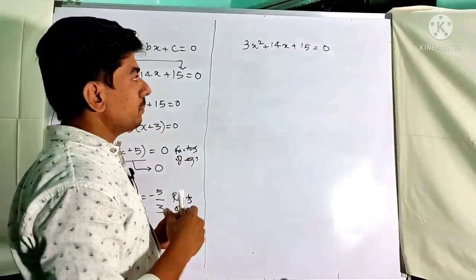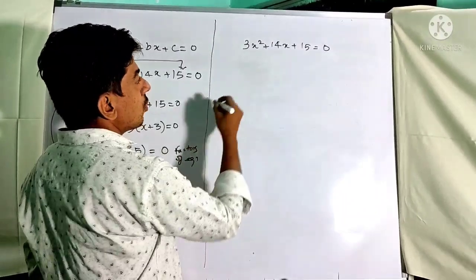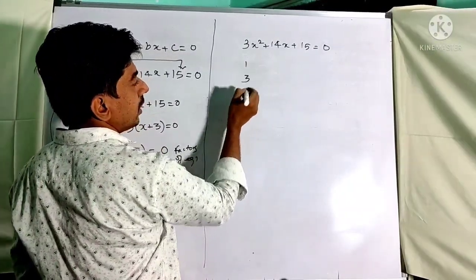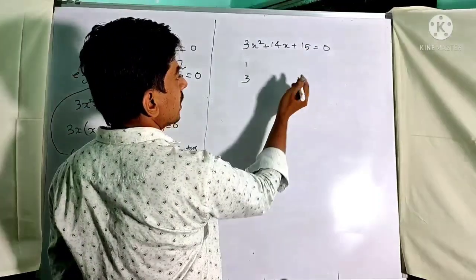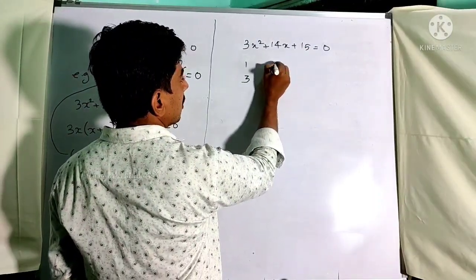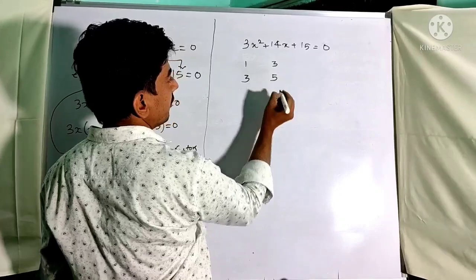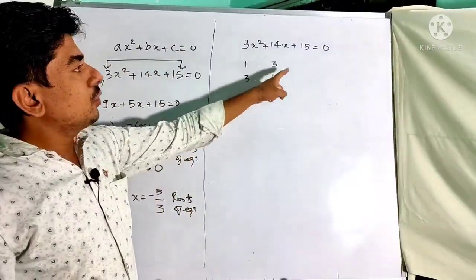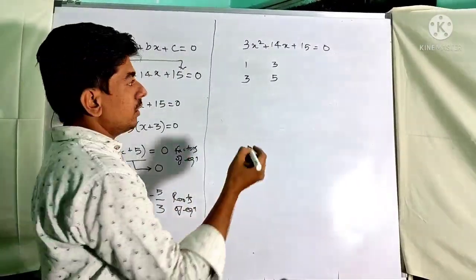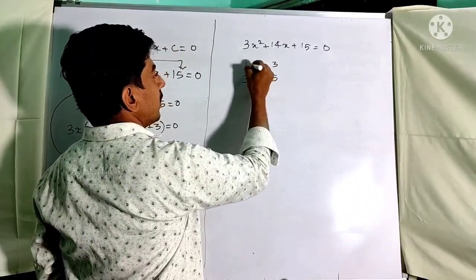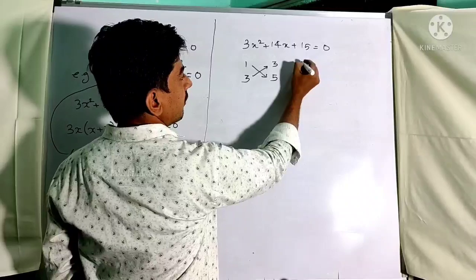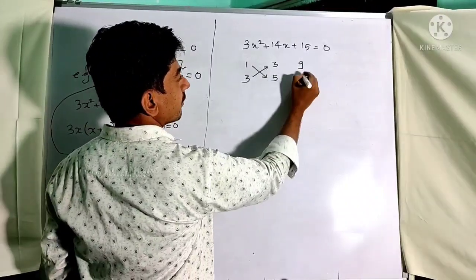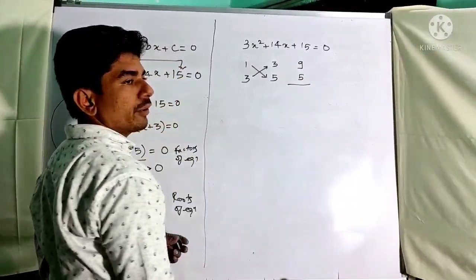Here the first step is to write the factors of a. The factors of a will be 1 into 3. 1 into 3 will give you 3, and the factors of c will be 3 into 5. 3 into 5 will give you 15. Then we will cross multiply these two terms. By cross multiplying them, 3 into 3 will give you 9. 1 into 5 we will get as 5.